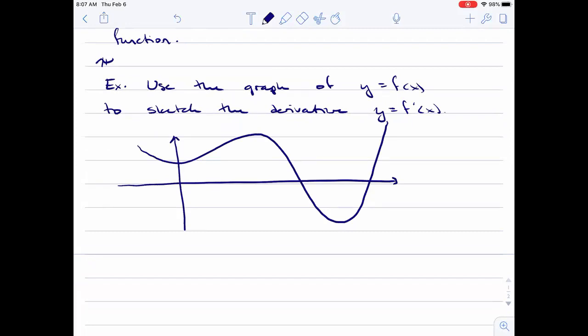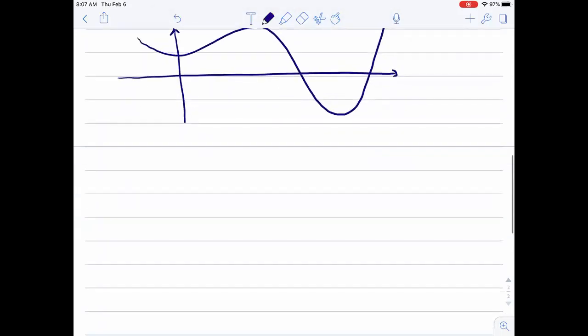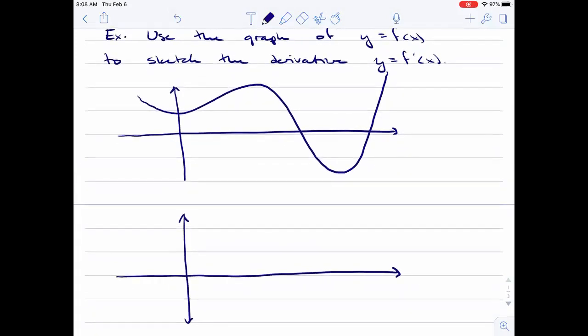So our function, if we highlight some key features here, because to sketch the derivative, and you will have to do this on the second test, I'll give you a function like this, and then you're going to have to sketch the derivative. So below it, I'll give you axes like this, and you'll have to use the function up above to sketch the derivative.